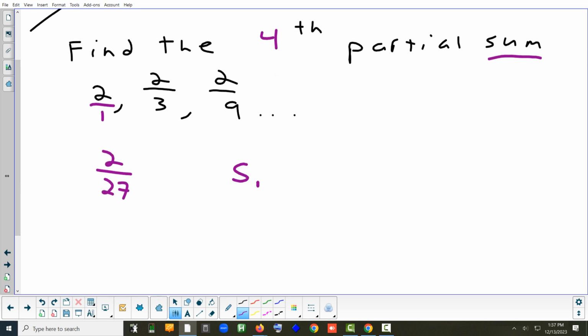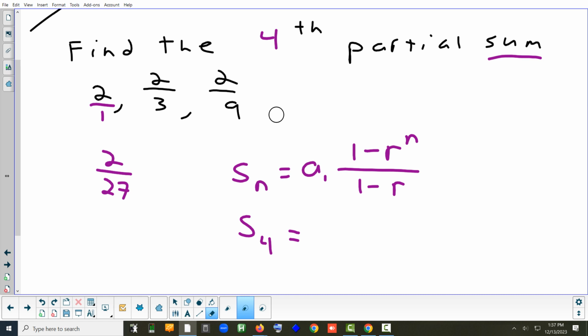All right. So can someone remind me what is the formula that I just gave you for adding up all those numbers? 1 minus r to the n, over 1 minus r. Anything else? And then a sub 1 is in front. All right. So let's try it for adding up the first 4 terms in that sequence of numbers. I'm going to add the 4th one up here. 2/27.